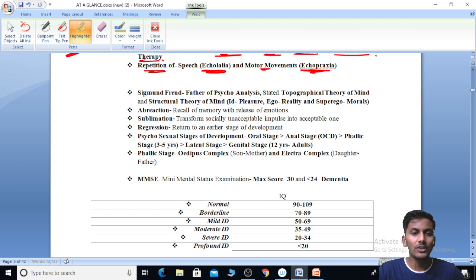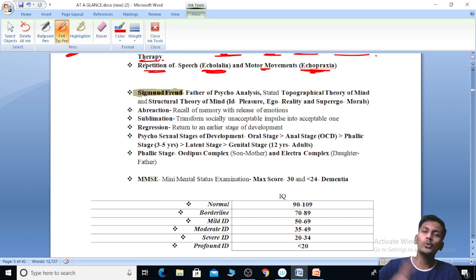Talking about the most important gentleman in psychiatry, that is Sigmund Freud. Usually a cool gentleman with a cigar in his hand, right? The picture of him can be asked, so I'll show you the picture also. Who was Sigmund Freud? Sigmund Freud is considered the father of psychoanalysis.